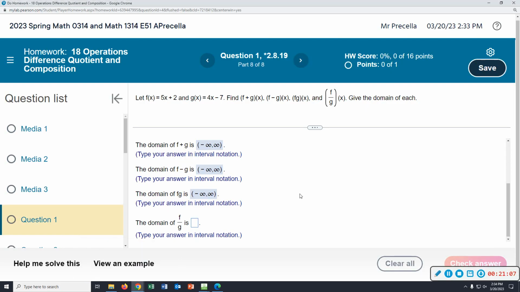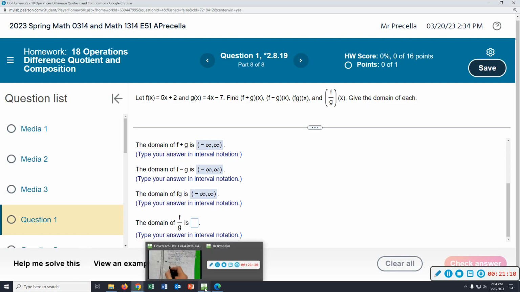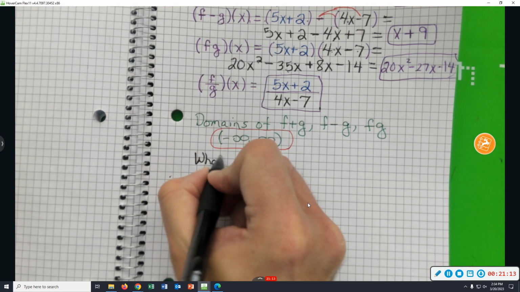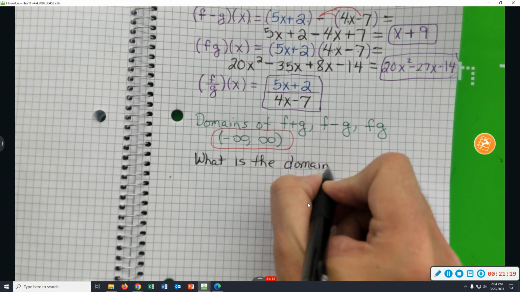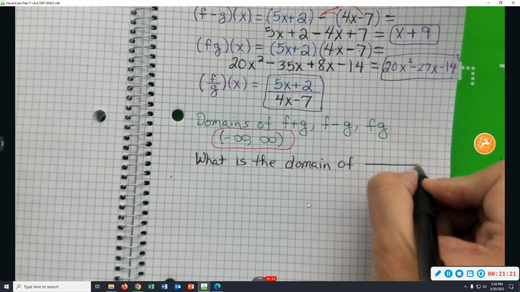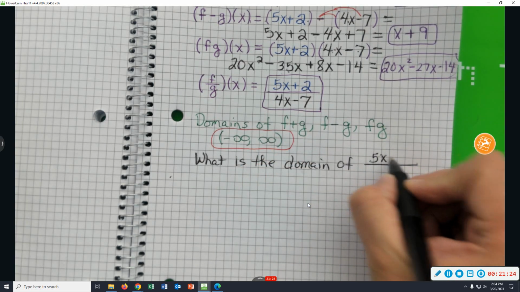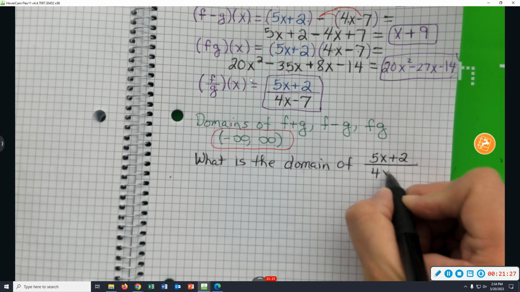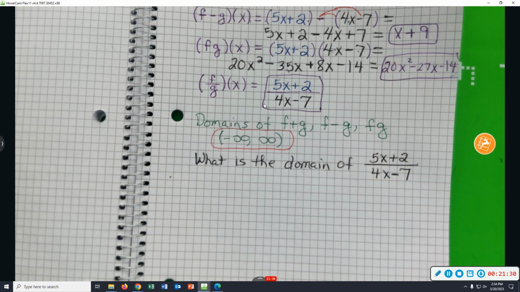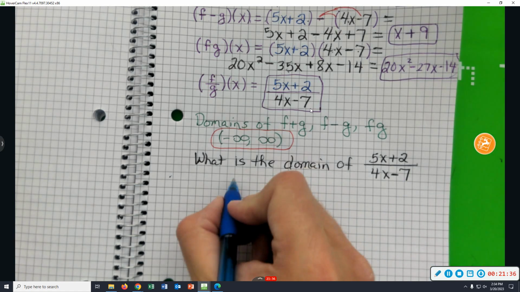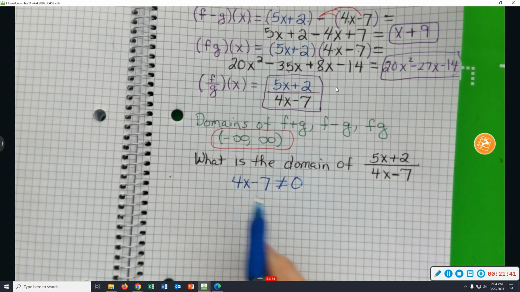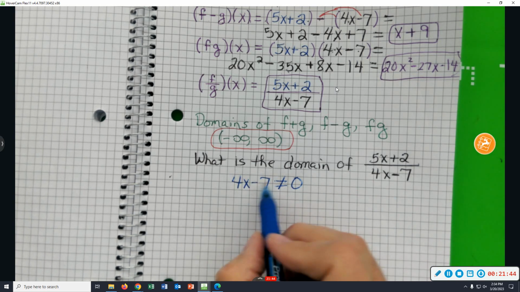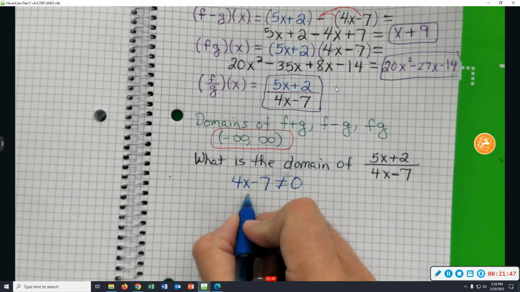Yeah. Okay, so we have to now find the domain. Oh, wait. I was about to go type in negative infinity to 8. That's not it. What is the domain of f over g? I'll just write the 5x plus 2 over 4x minus 7. So it's a fraction. We don't want the denominator to be 0. So I'm going to say 4x minus 7 cannot be 0. If you want to say equals, okay. Move the 7 over by adding 7.